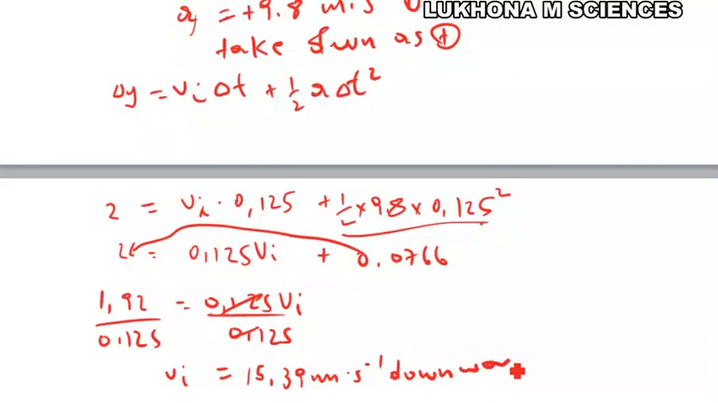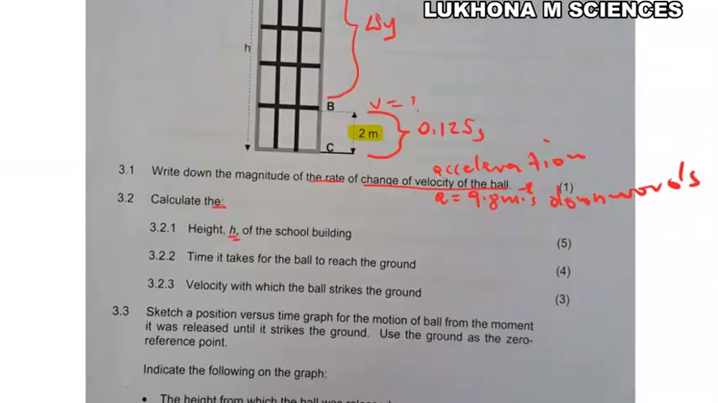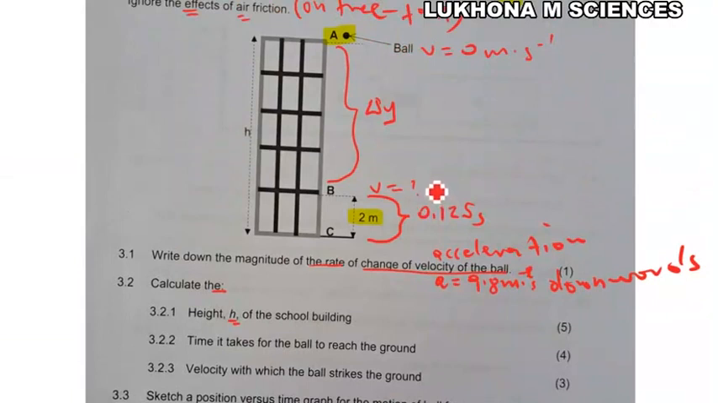downwards, which means we have the velocity here, which is 15.39 meters per second, but we are looking for delta y. Then after delta y we calculate the height.